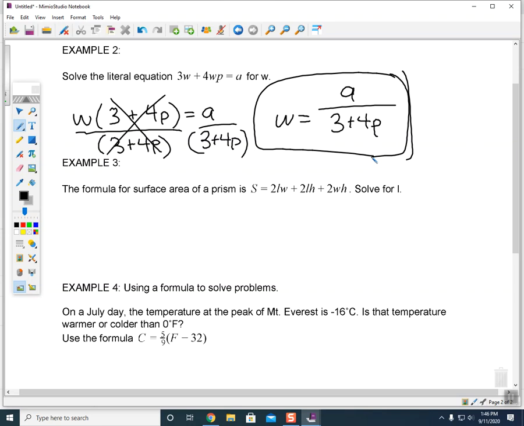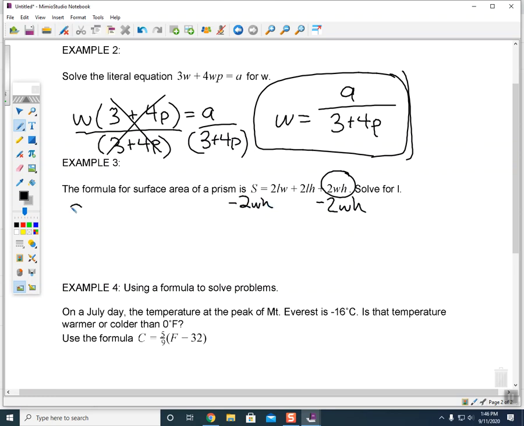They don't, right? What am I trying to solve for? L. Does more than one of them have an L? Yes. So what I want to do is get rid of this last term because it's the only one that doesn't have an L in it. How do I get rid of that last term? Subtract it. Exactly. I'm going to subtract 2WH from both sides.